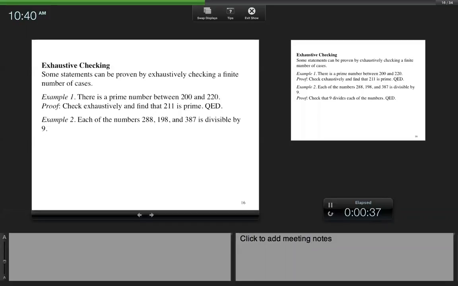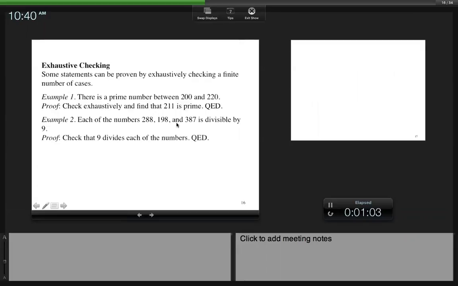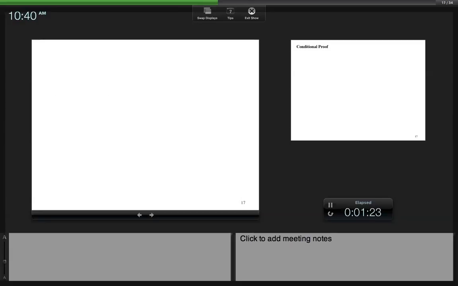For example, if somebody makes a statement that there is a prime number between 200 and 220, you can simply check every single possibility between them. There are only 20 numbers, so you can check them easily. Or if somebody says that the number 288 is divisible by 9, again you can simply check. Depending on the problem, if the statement is simple, you can simply do exhaustive checking, so you don't have to spend hours trying to come up with some kind of formula. Okay, so conditional proof.